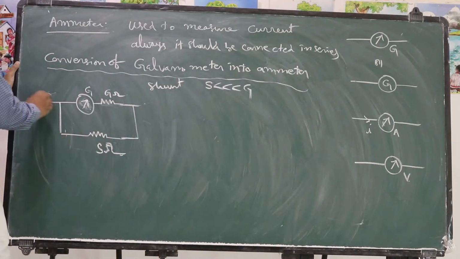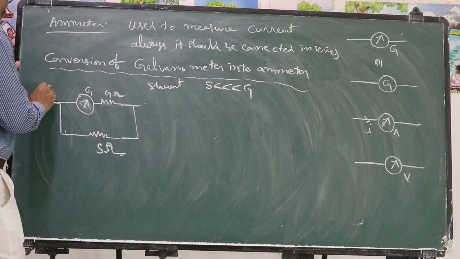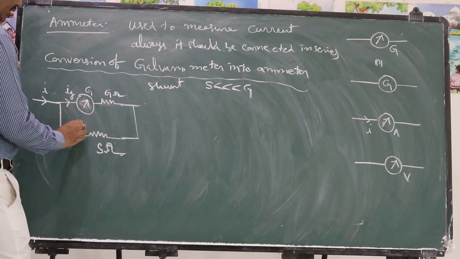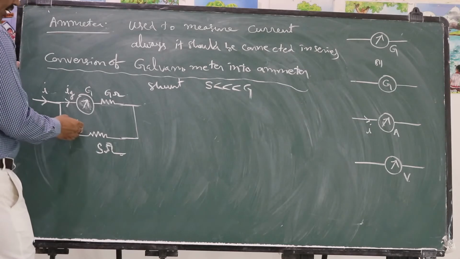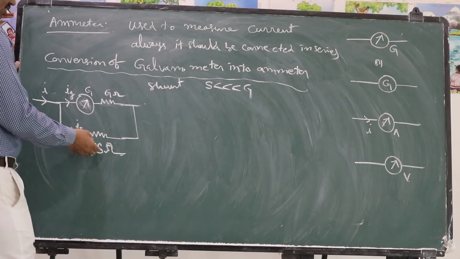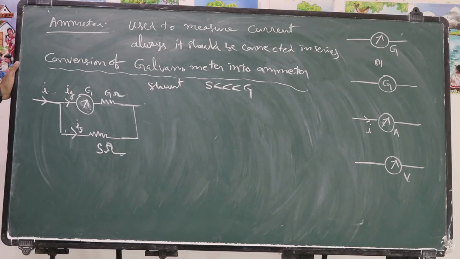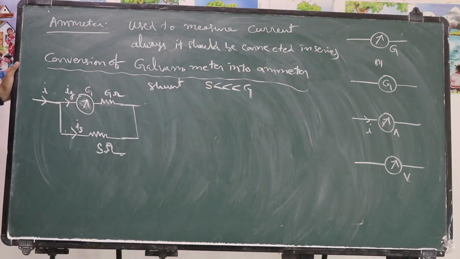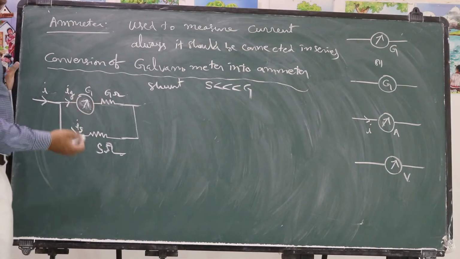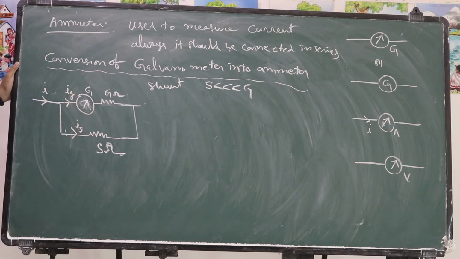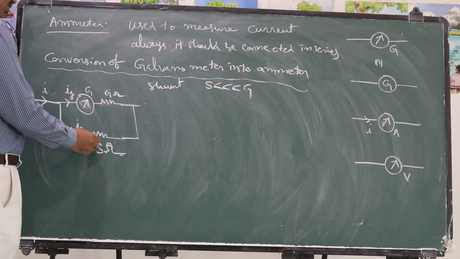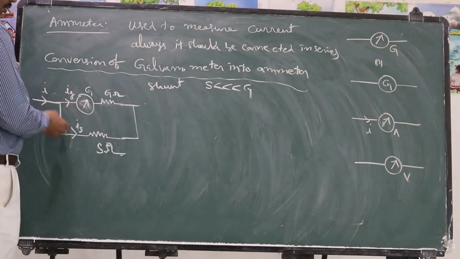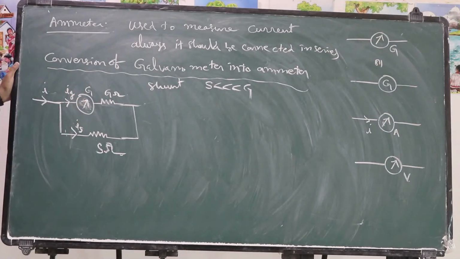So as S is very small, the current finds two paths. Whatever current is coming, some current will pass through the galvanometer, some current will pass through the shunt. So maximum current will pass through the shunt, as the shunt resistance is very less when compared to the galvanometer resistance. So as maximum current is passing through this branch, galvanometer gets protected. If you send more current through the galvanometer, more heat gets generated and it may damage the galvanometer. So the first advantage of connecting a small resistance in parallel to this is it takes maximum portion of current to pass through it, such that galvanometer gets protected.